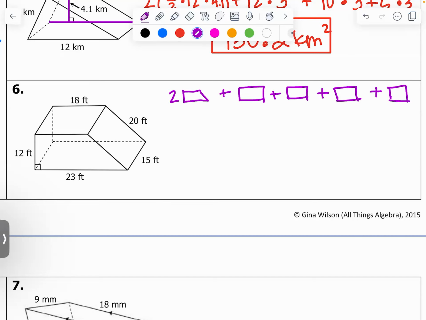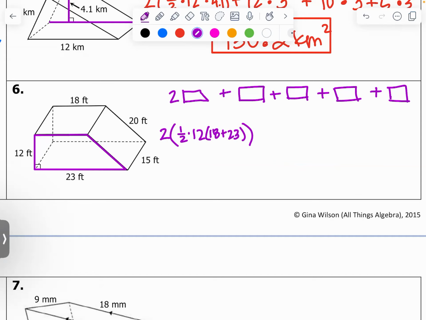Okay, so let's talk about our trapezoid. I'm gonna highlight it. So I think that might help us. Here's our trapezoid. And when we find the area of a trapezoid, it's 1/2 times the height times the sum of the 2 bases. So we have 2 of them. Let's talk about finding their area. So 1/2 times, what's the height of our trapezoid? 12, because we have that little 90-degree box there, times the sum of the 2 bases. 18 and 23. I don't care what it is right now.